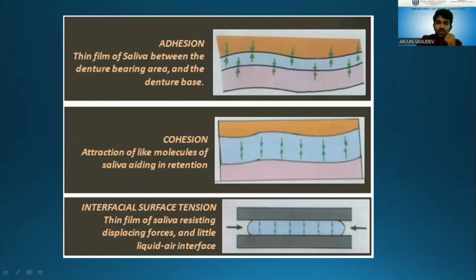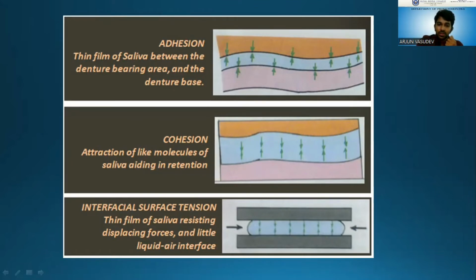Now, adhesion, for example, you can see a thin film of saliva between the denture bearing area and the denture base. So here the denture base is being attracted to the outer mucosa, with saliva acting as the adhesive. Now, cohesion: attraction of like molecules of saliva aiding in retention. It is the attraction of the like particles present in saliva.